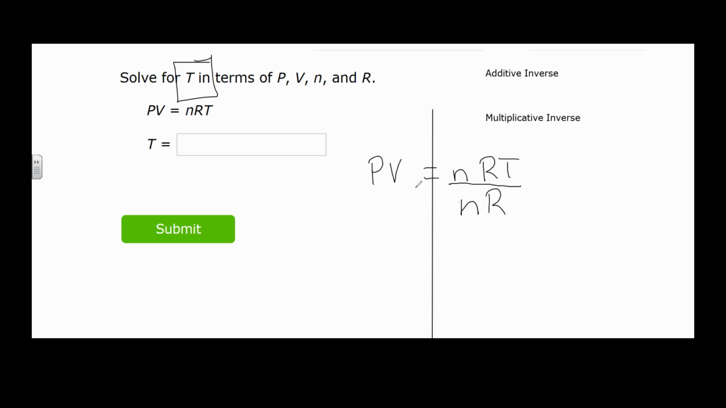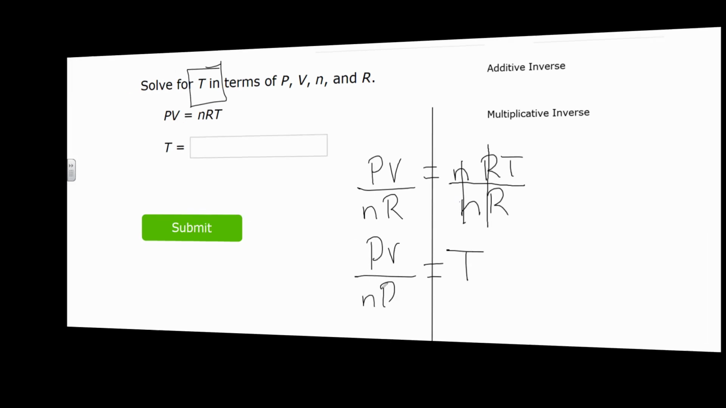And if we divide on one side, we need to divide on the other side. So we divide these out. A lot of times teachers will say cancel. That's fine. You end up with the variable t by itself, and this fraction right here will be your answer. So p times v over n times r.